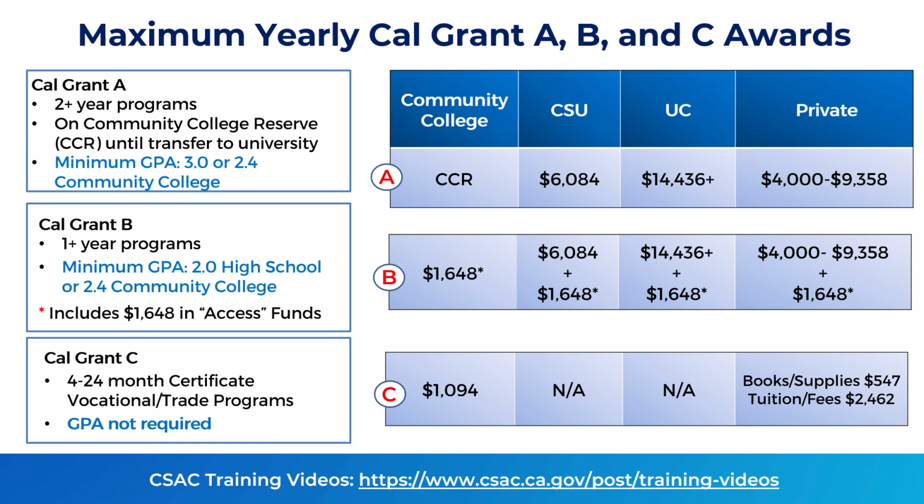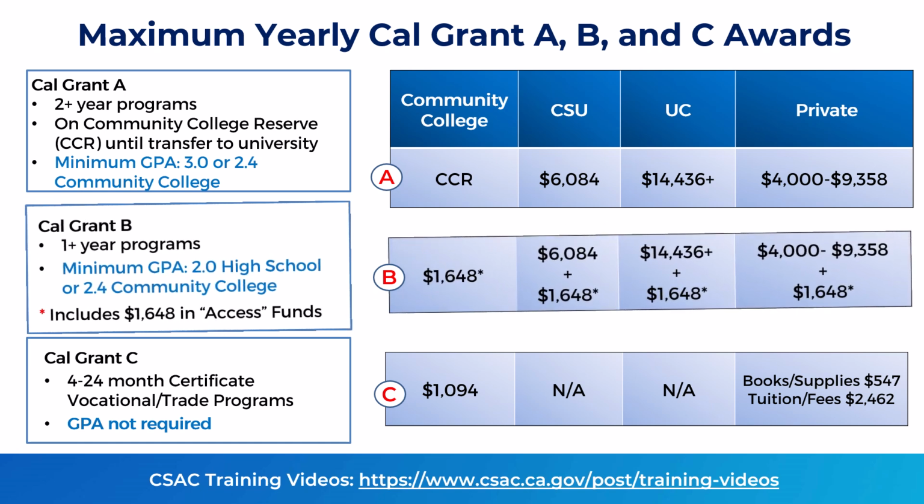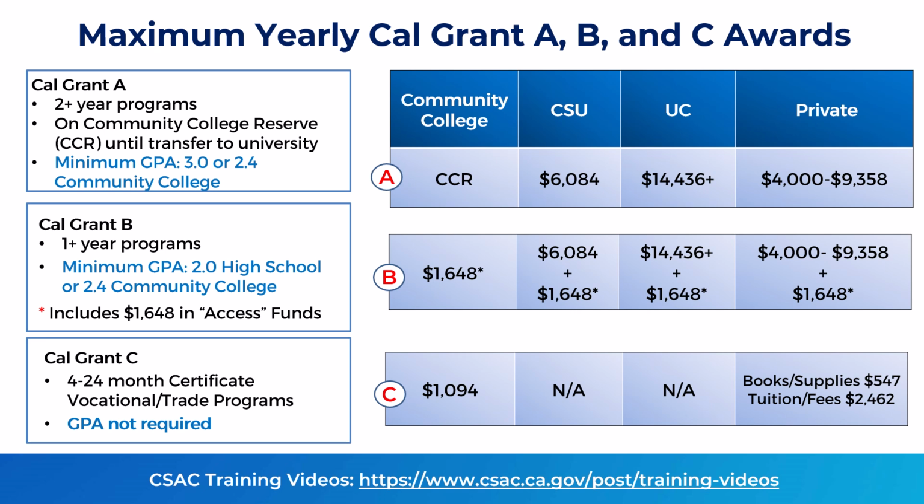Cal Grant B has a minimum GPA requirement of 2.0 if using a high school GPA or a 2.4 if using a community college GPA and is available at any eligible school. Students attending a UC, CSU, or private nonprofit institution will only receive the Access Award amount during their freshman year. However, students will be awarded both the tuition and fees amount and an additional Access Award during their sophomore to senior years. Students attending a community college will only receive the Access Award amount.